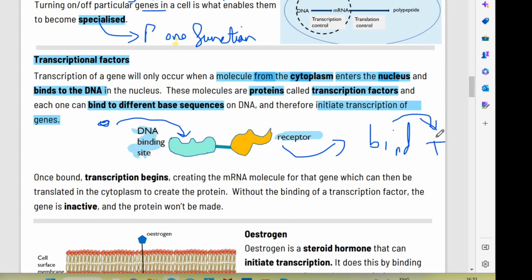So what I mean by base sequences, which is basically just like... I need a wee.